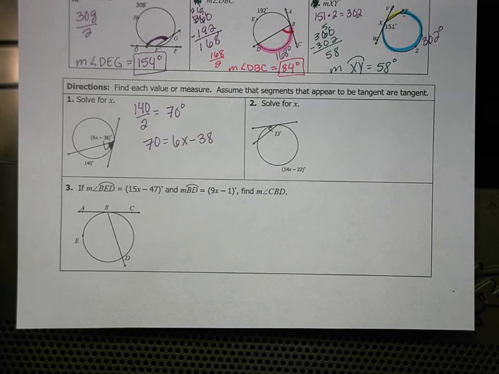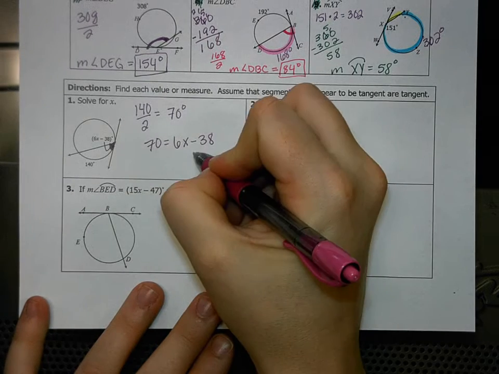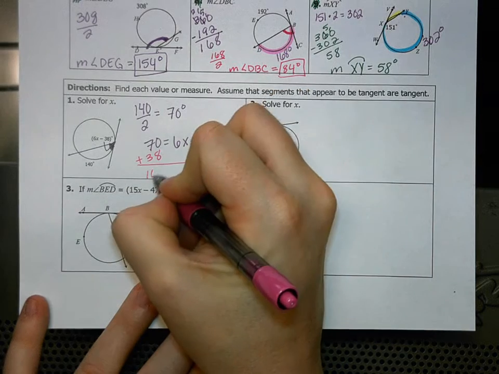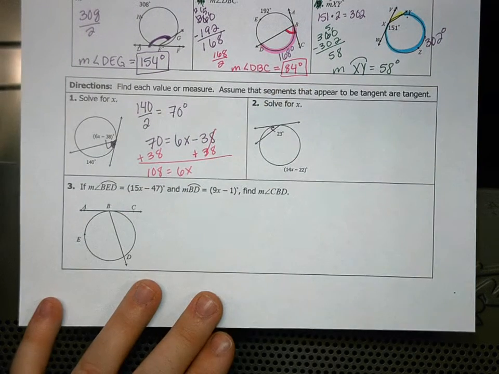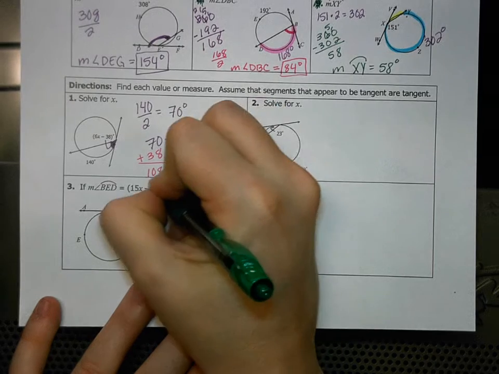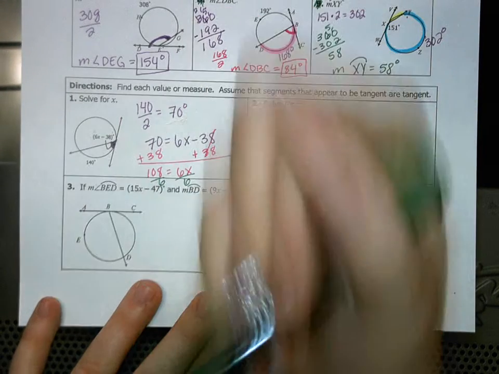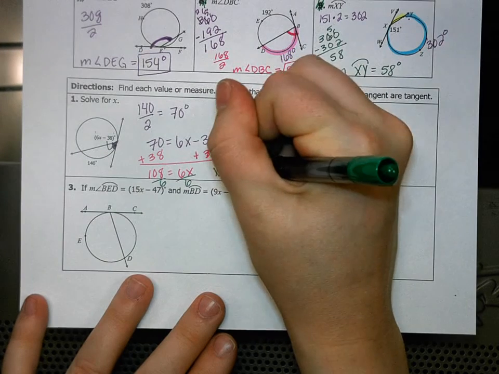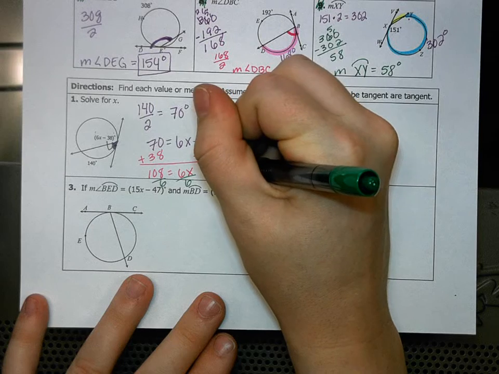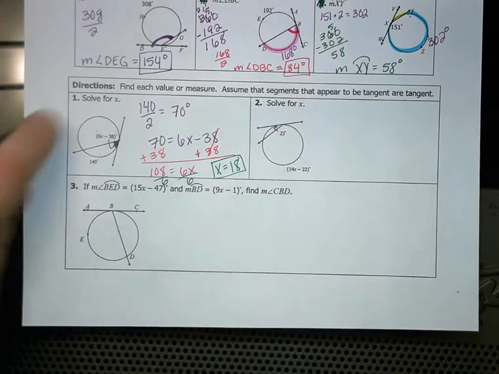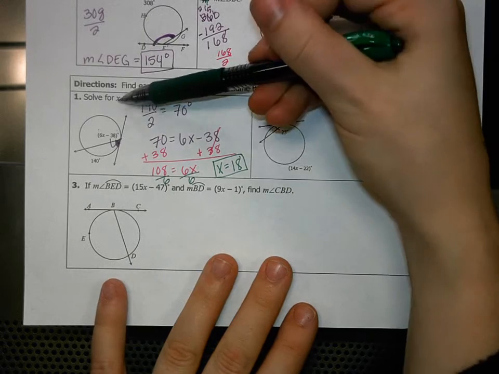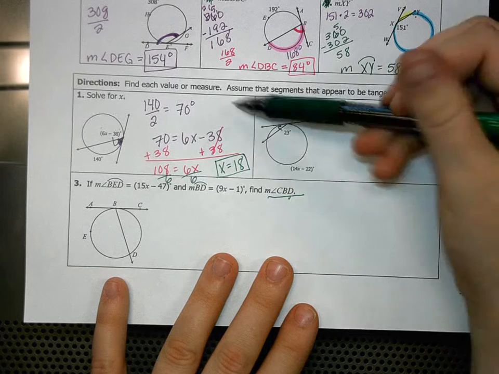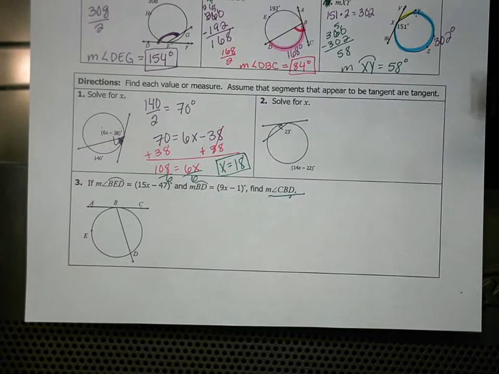How do you solve this? Add 38. And then divide by 6. If you wanted to double this angle and set it equal to 140, you would get the same answer. 108 divided by 6 is 18. Awesome. And that's what it's asking for. On your test, you want to make sure, is it asking for x or is it asking for the measure of a certain angle or an arc? So just please make sure you're following instructions. Questions?